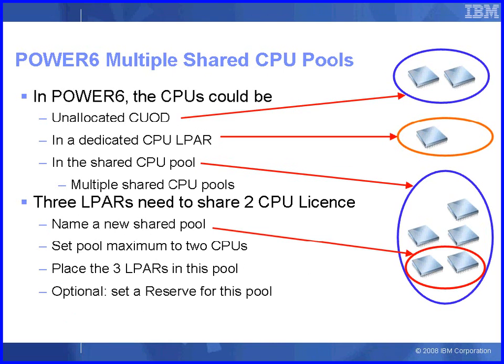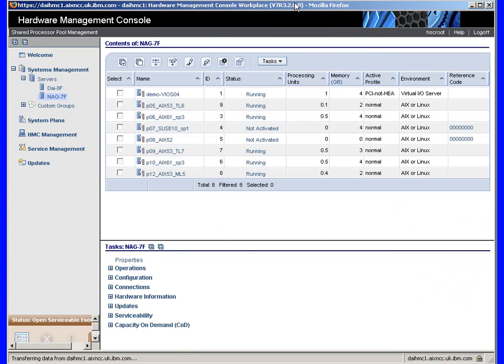Well, as you might have guessed, the Power 6 multiple shared pools is the answer. We still have unallocated and dedicated CPU logical partitions, and we still have a default shared pool, and that all works as normal. But in addition, we can create a new shared pool out of the default shared pool. We can set a maximum number of CPUs for that new shared pool. We can then put particular logical partitions into that pool, or they extract their CPU resources from that pool. And there's also an optional setting of reserving CPU power for this pool. Let's go and have a look at how we actually set this up.